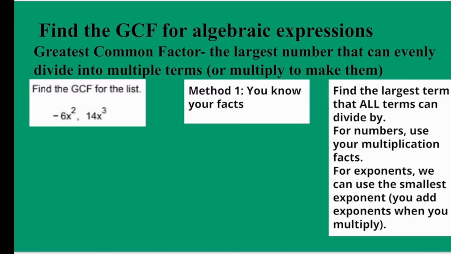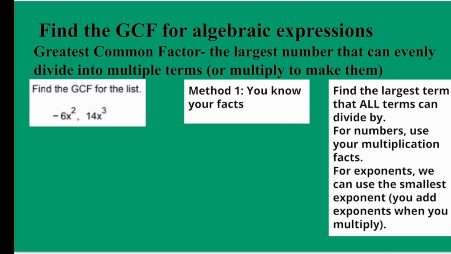Find the GCF for algebraic expressions. So GCF is the greatest common factor, which is the largest number that can evenly divide into multiple terms, or you can think of it as multiplying to make terms. So we need to find the largest term that all those terms can be divided by.